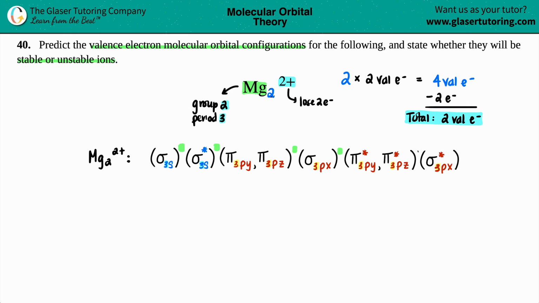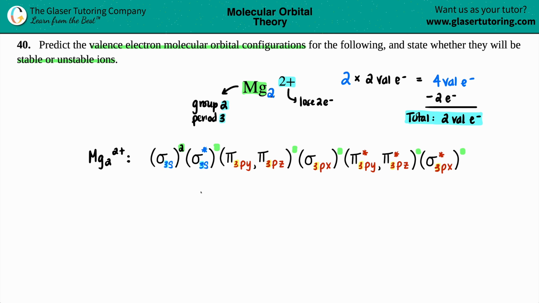And each parenthesis, for each orbital, will say you're only allowed to have a max of 2 electrons. So for your first one, here's your sigma 3s, right? Your total valence electrons would just be 2. I have to fill this one up before I go to this one.